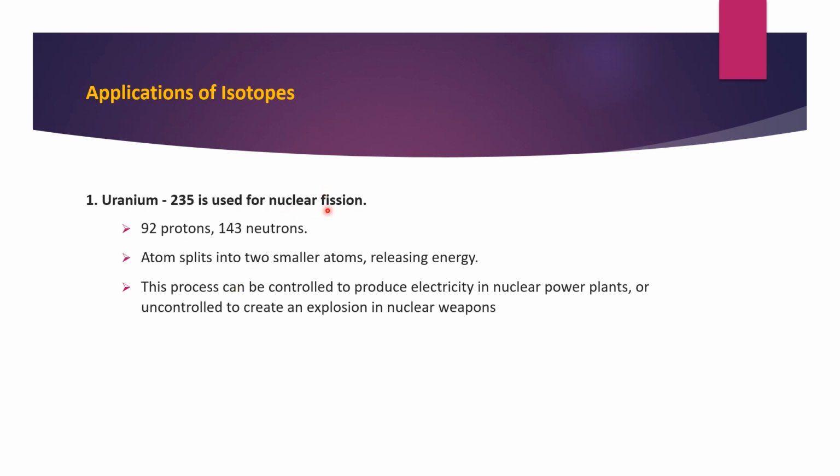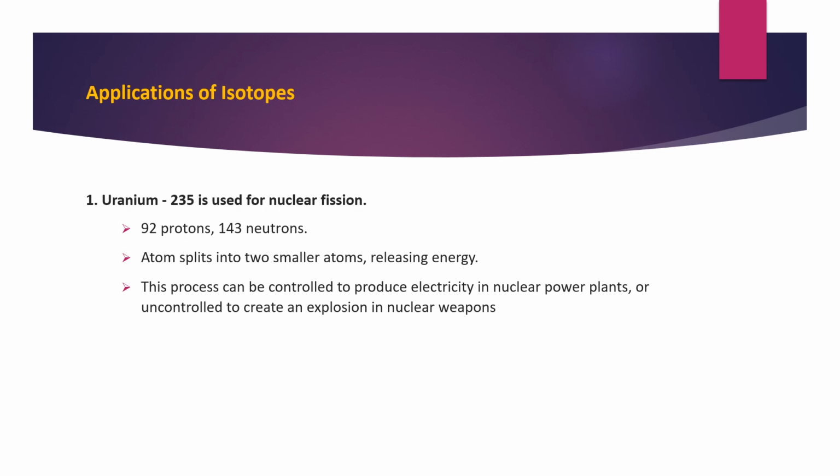So basically, in nuclear fission, the process is that the atom gets split into two smaller parts. That process is sometimes controlled and sometimes uncontrolled. When it is controlled, we can generate electricity in a nuclear power plant, and when it is uncontrolled, we get the explosion in nuclear weapons. Because when the atom splits, this process is very random and spontaneous and it releases a huge amount of energy. So that is nuclear fission, wherein the uranium-235 isotope is used.